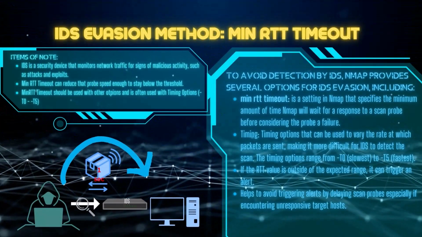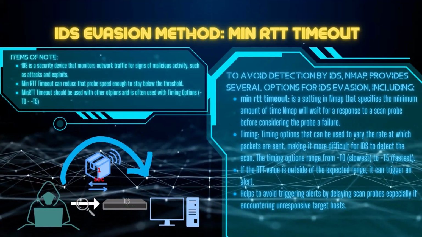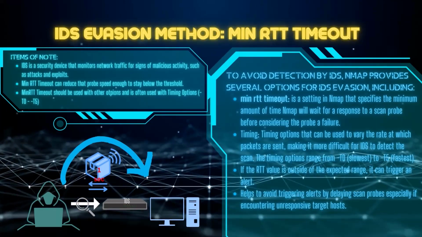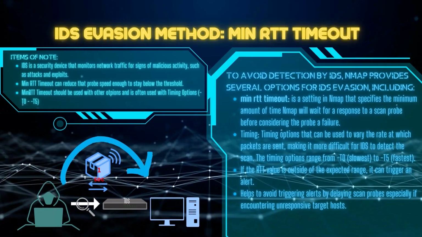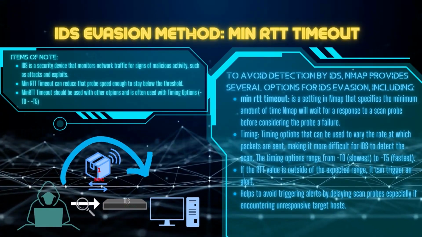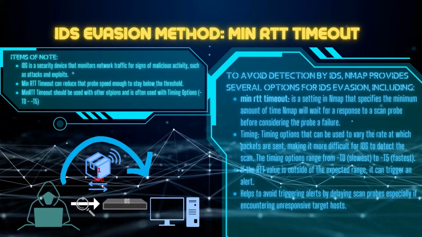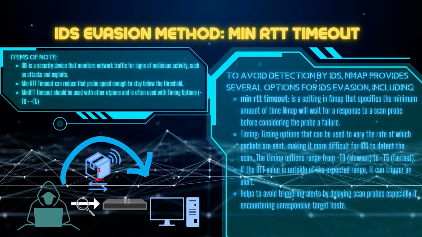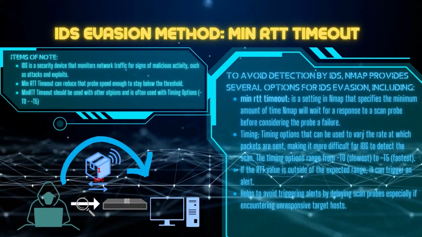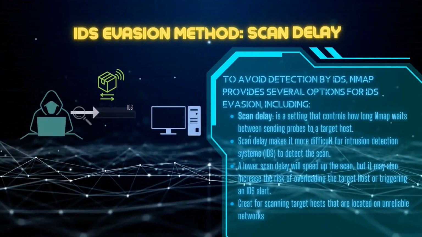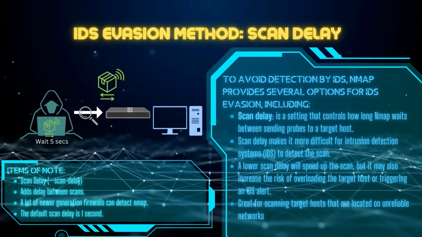--min-rtt-timeout is used to set the minimum round trip time that Nmap should expect when scanning a target. This option can be helpful in evading firewall and IDS detection because some devices may trigger alerts based on the number of packets received in a certain time period or on RTT values that are outside of the expected range. By setting the minimum RTT value, Nmap can delay its scan if it encounters a slow or unresponsive target, which can help avoid triggering these types of detection. Scan delay, --scan-delay. This option allows the user to add a delay between packets sent during a scan.